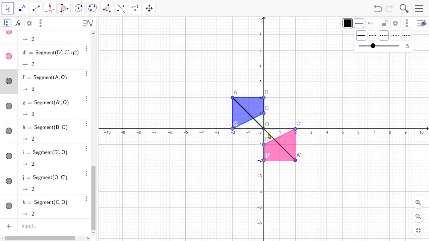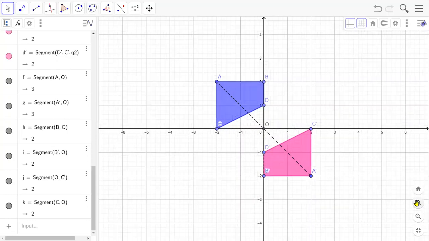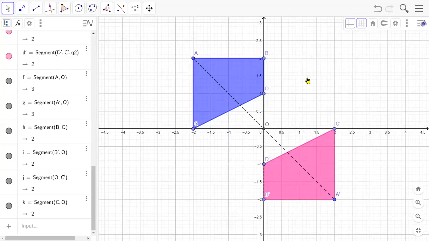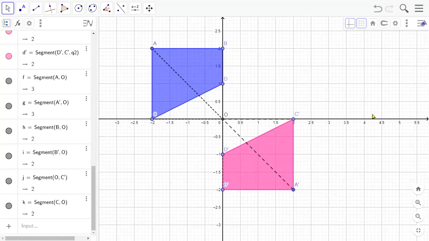In 180 degree rotation, these object and image connecting lines will be very straight. That means the object point and the image point, image vertex, will be on the same straight line. 180 degree means straight angle. Here we have given the dotted lines. Let me zoom in a little bit. And here the drawing is very beautiful.